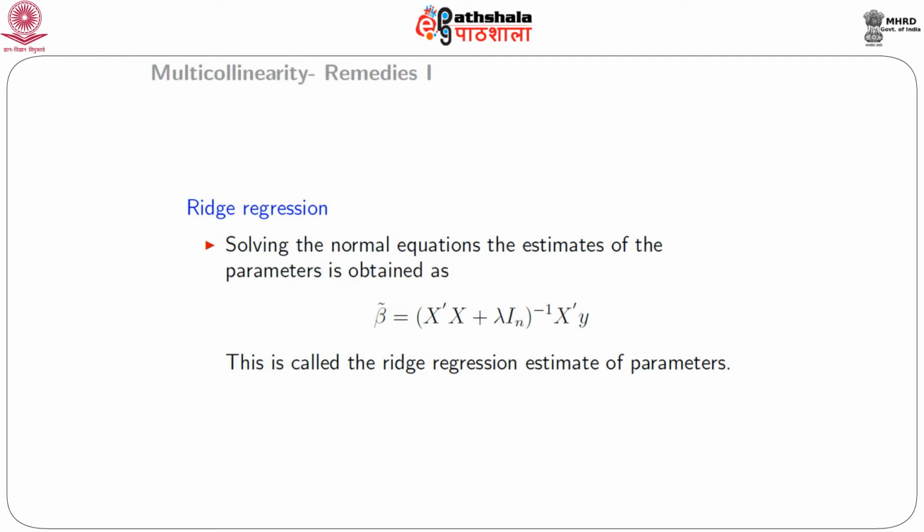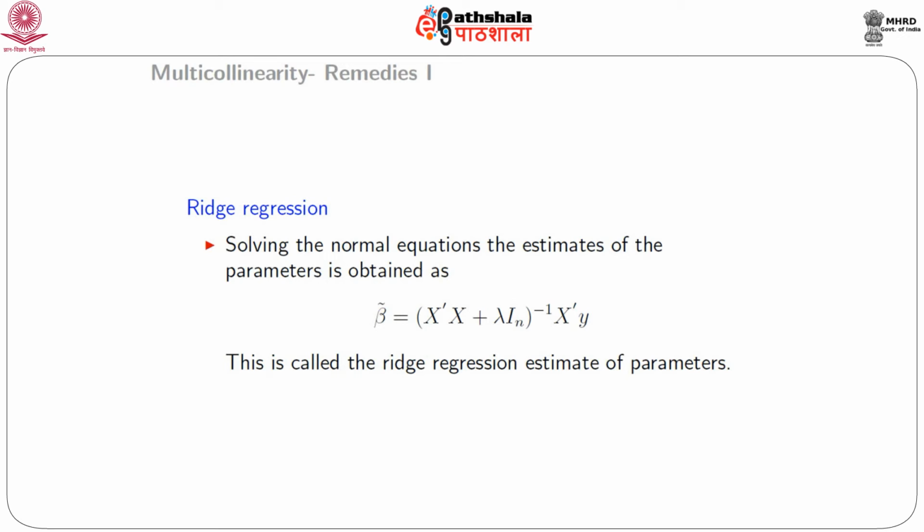Now you can see that in case of ordinary least square, this function takes the form beta hat equals X prime X whole inverse X prime y. And in case of ridge regression, since we had imposed a restriction and used the Lagrangian multiplier lambda, we have an additional term of lambda times I.